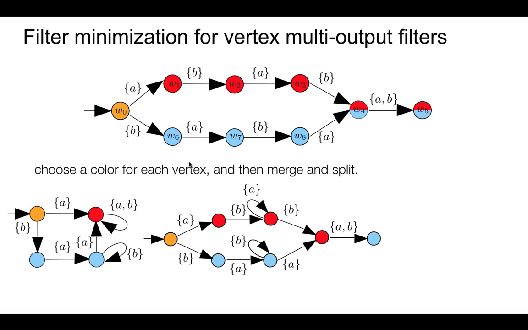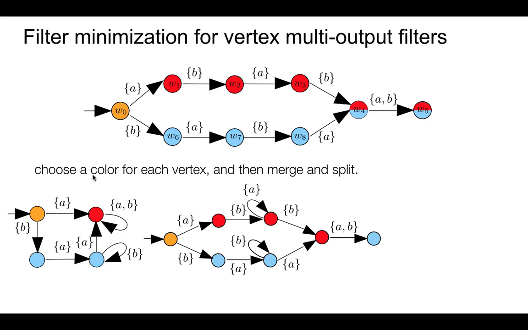If you choose the selection up front for each vertex and then merge and split, this may not give you a minimum filter, because the minimum filter may require you to choose different outputs for the strings reaching the same vertex. And here is an example.